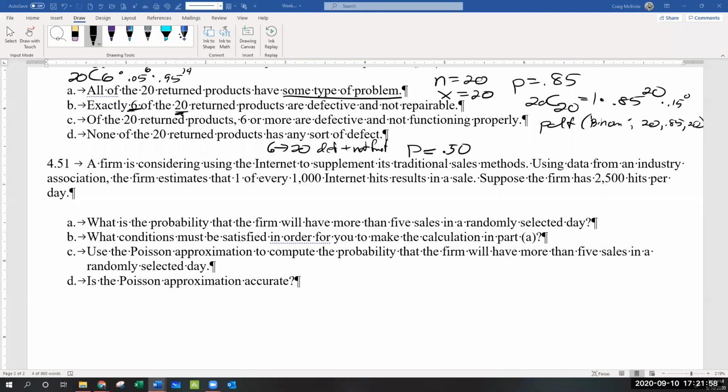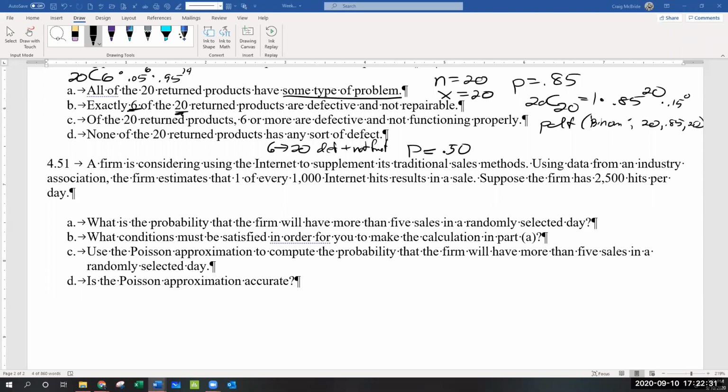So this one, the first part: what is the probability that the firm will have more than 5 sales in a randomly selected day? Well, it's just a binomial, right? This is just a regular binomial distribution, because each sale is independent of the next. It doesn't matter if the first person buys or the second person buys. So the probability of a sale remains constant, right?